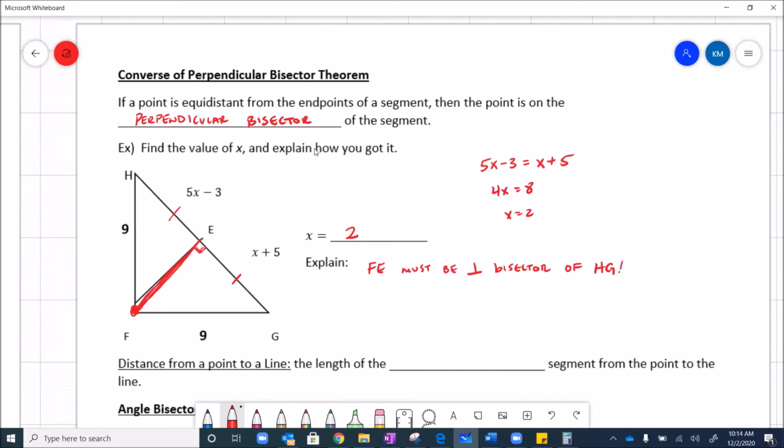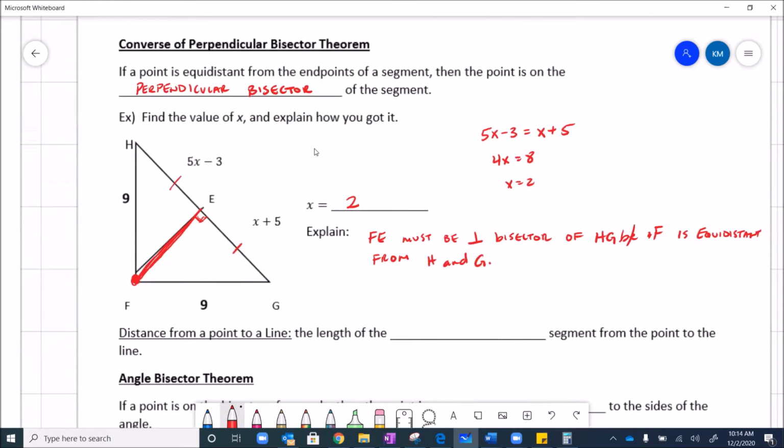I say it's because F is equidistant from G and H. Remember that when we talk about distance, it's the length of the perpendicular segment from the point to the line. When we're saying distance, we're always talking about a straight line, and perpendicular makes sure we're talking about straight distance, not a curvy distance.